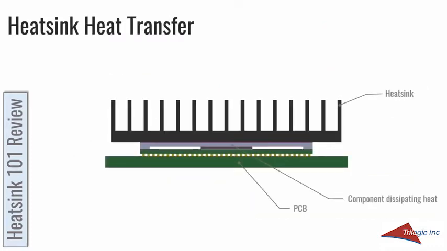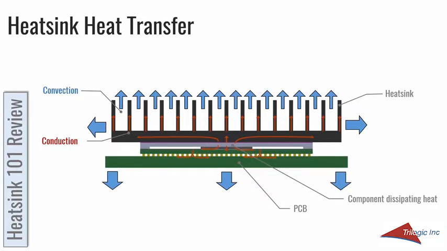We started looking at the heatsink heat transfer methods. The first one being conduction. Heat can conduct from the die through the lid and interface material up into the base and fins. From there, it's going to convect and radiate away into the environment.